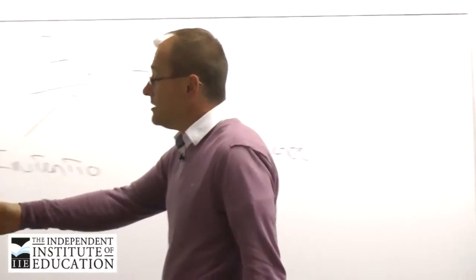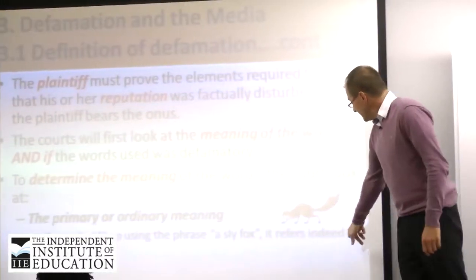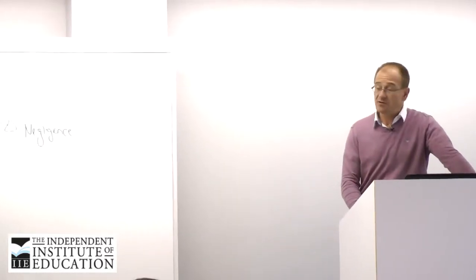Secondly, we've used this example. Let's look at this example. When using the phrase, a sly fox, it refers indeed to a fox. Okay? Am I right? On the other hand, when used in reference to a person, you might feel insulted. So if I see a fox running that just ate my chickens, if I'm a farmer, and I say, yo, that's a sly fox, okay? That is what it means. It's a sly fox. But if I say that you are a sly fox, it means something completely different, okay? It means something completely different. So the court always looks at the primary or the ordinary meaning of words.